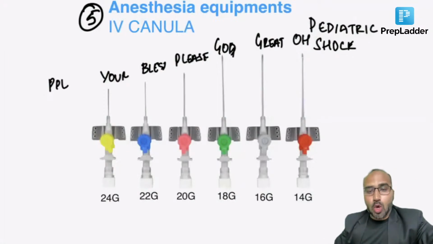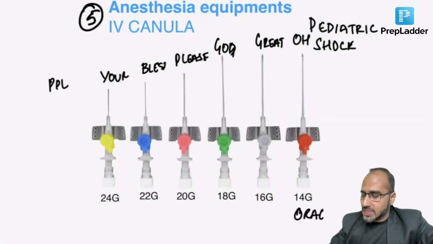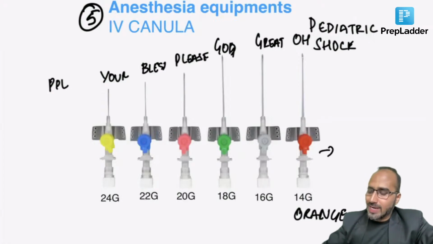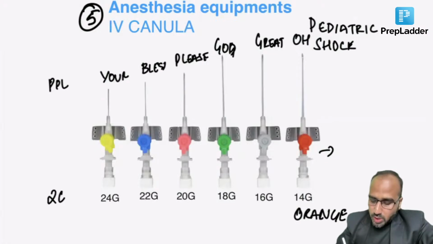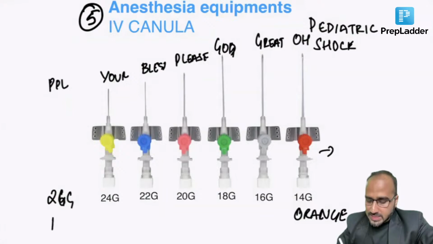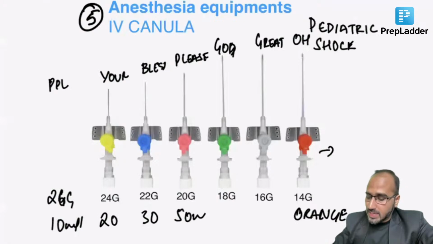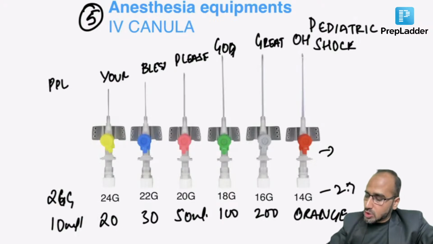So what does it mean? O means orange. Remember, guys, what is the flow rate in orange? If you want to remember the flow rates of the IV cannula, remember purple is the 26 gauge IV cannula, and the flow rate of purple is 10 ml. Okay? And flow rate of 24 gauge is what, guys? It is 20 ml. Flow rate of 22 gauge is 30 ml. 20 gauge is 50 ml. And 18 gauge is 100 ml, 16 gauge is 200, and 14 gauge is 270 ml.